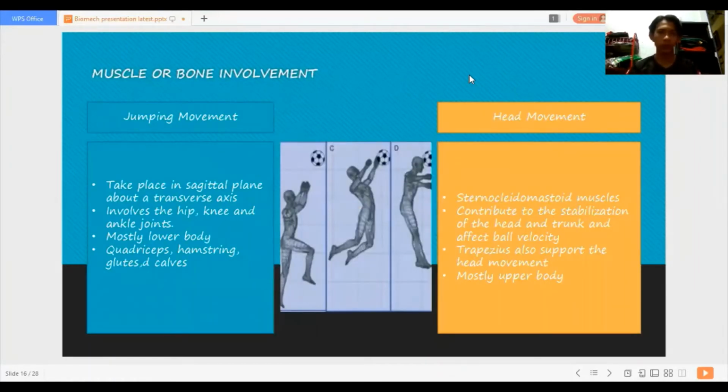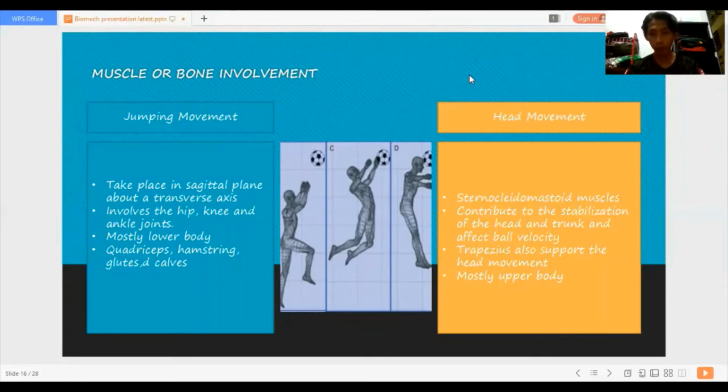Okay, the next is muscle and bone involvement. There are two: jumping movement and head movement. The jumping movement is mostly in the lower body and takes place in the sagittal plane about the transverse axis, involving the hip, knee and ankle joints. The muscles used are the quadriceps, hamstring, gluteus and calf.